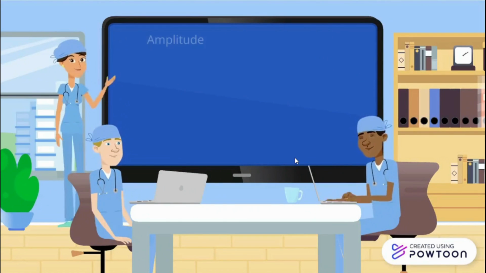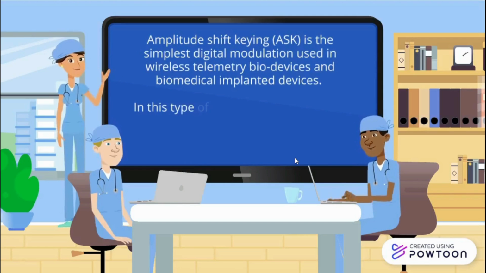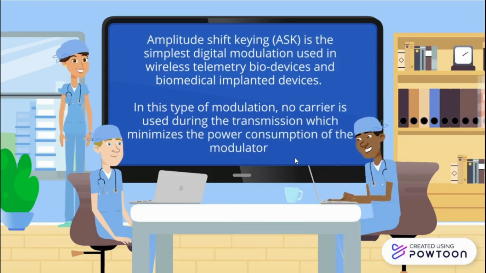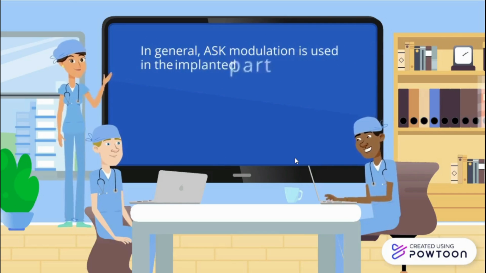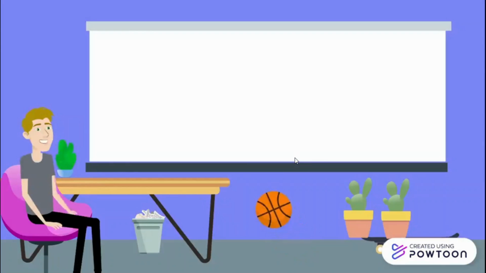Moving on with the implementation part, amplitude shift keying is the simplest digital modulation used in wireless telemetry biomedical devices and biomedical implant devices. In this type of modulation, no carrier is used during the transmission, which minimizes the power consumption of the modulator. In general, ASK modulation is used in the implanted part for its simplicity and low power consumption.